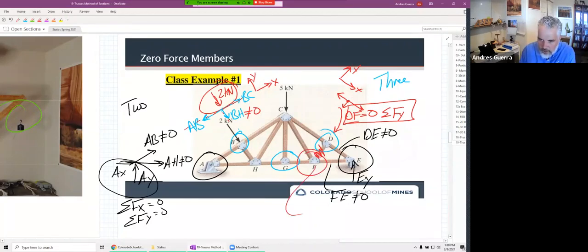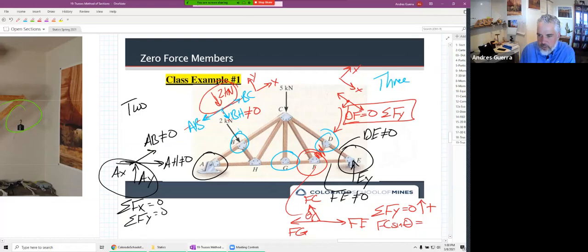So now we need to look at F. We're going to have an FE going to the right, an FG going to the left, and an FC going off at an angle. Even though I have this angle theta, when I sum forces in the Y, back to a horizontal and vertical axis, I'm going to have FC sine theta equal to zero. The only way for that to happen is for FC to be equal to zero. So now FC goes away. That's a zero force.